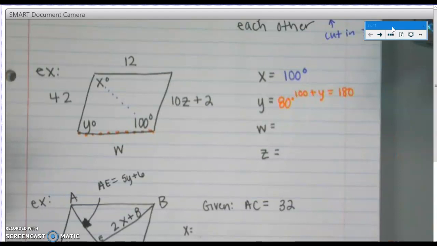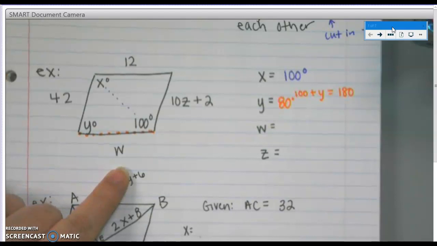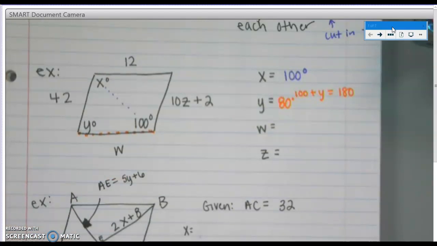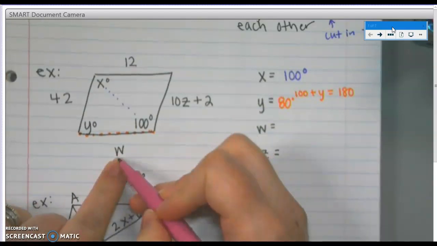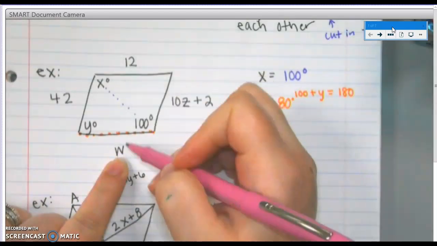All right, W. W is on a side. So the only information I know about sides is that the opposite ones are equal. So W has to equal 12.